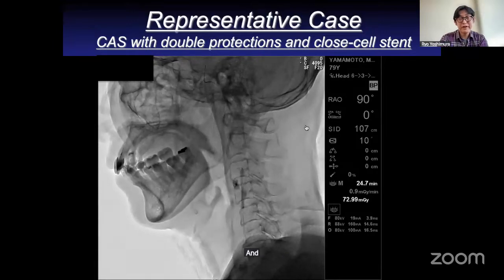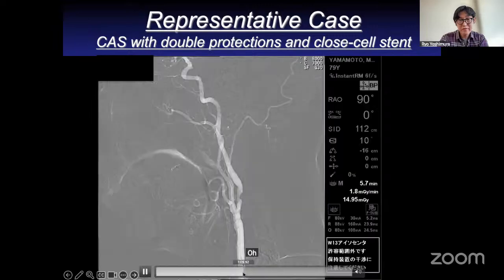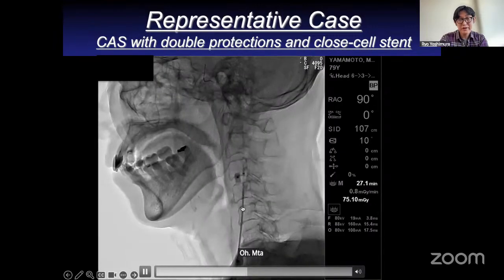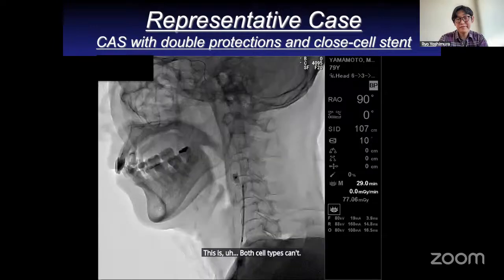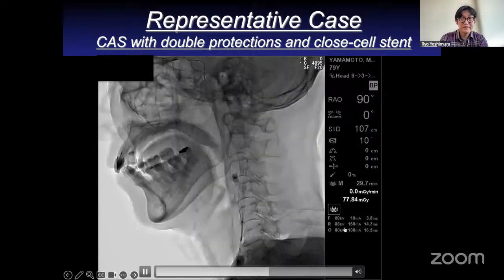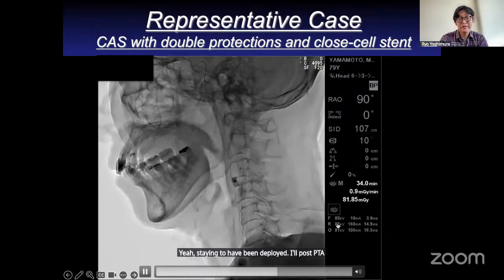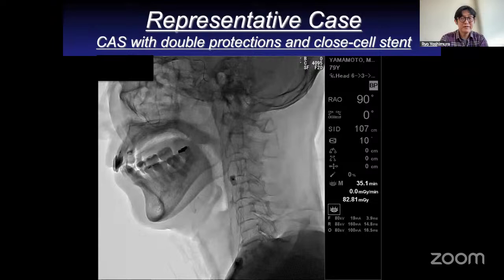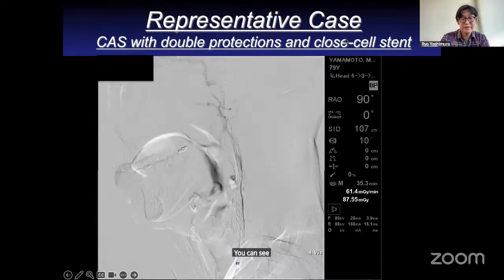Pre-PTA has been done. PTA has been done. And here's a stent. This is a closed cell type stent. Yeah, the stent has been deployed. And post PTA here. Angiogram: you can see it's nicely opening. That's it.